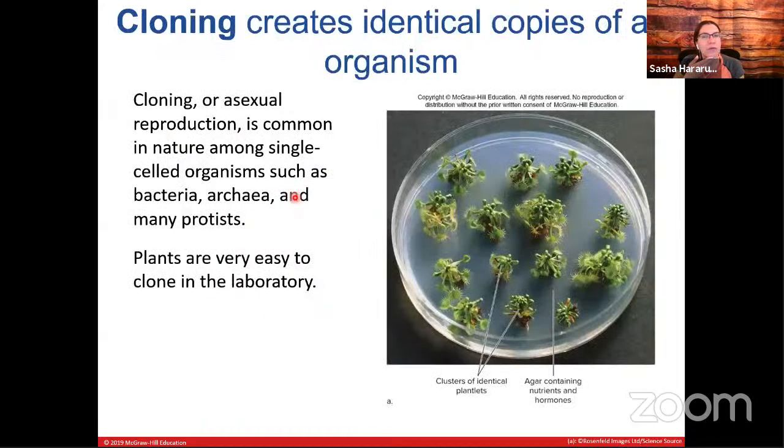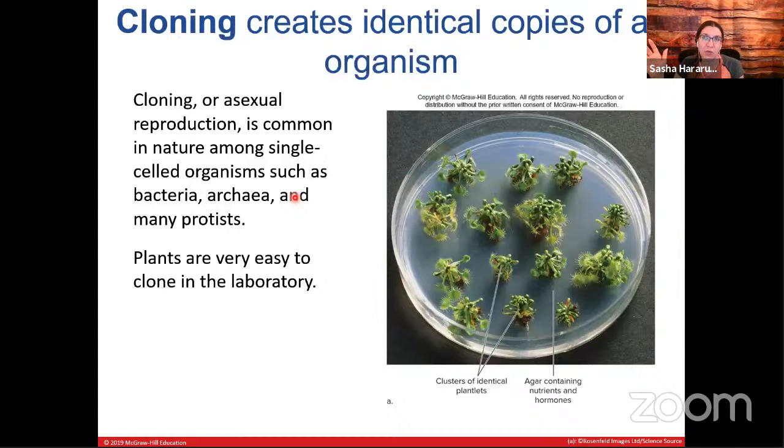So cloning creates identical copies of an organism. Cloning or asexual reproduction is very common in nature among single-celled organisms such as bacteria, archaea, and many protists, as well as among plants. I mean, cloning among plants is very widespread in nature.